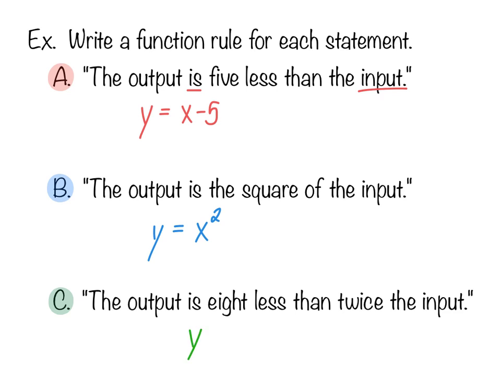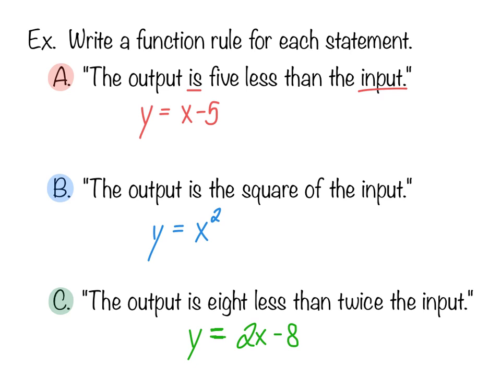So y equals 8 less than twice the input. So twice the input, let's write that first, 2x, and then 8 less than that would be minus 8. And you can see this is written in slope-intercept form.